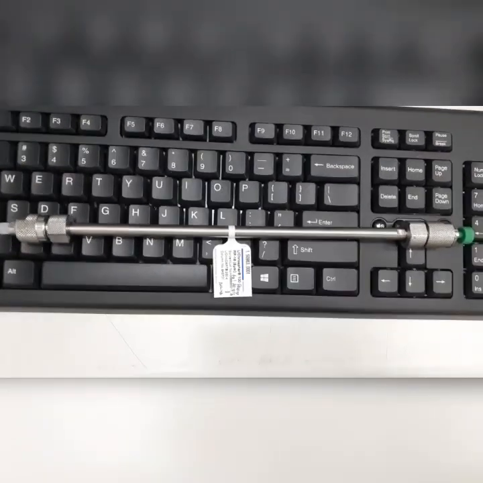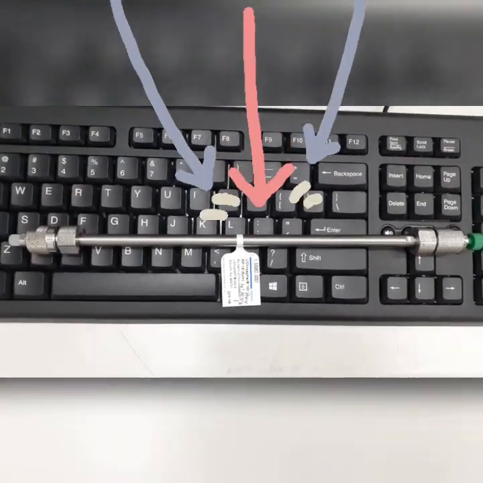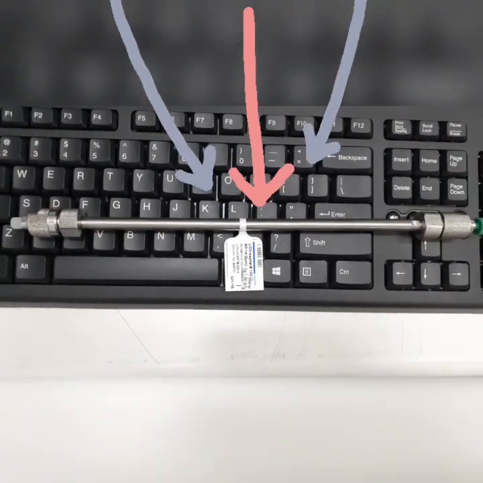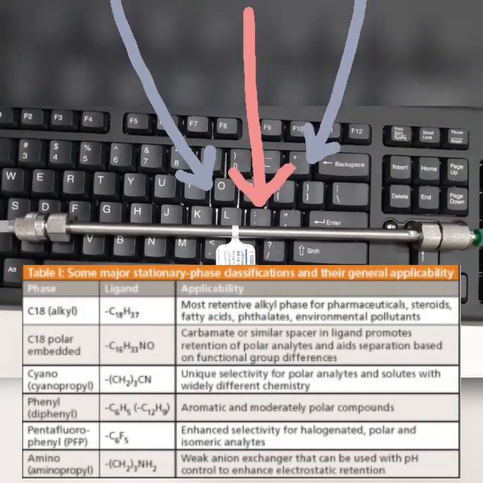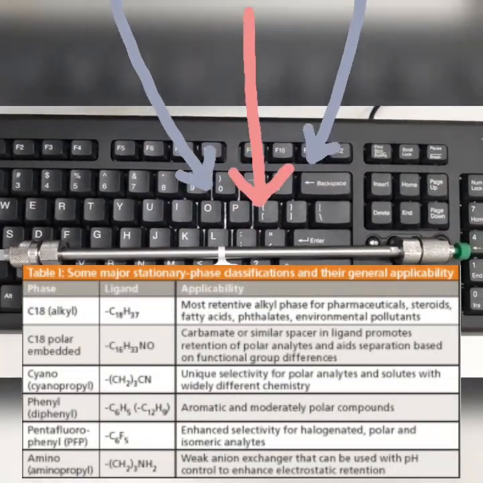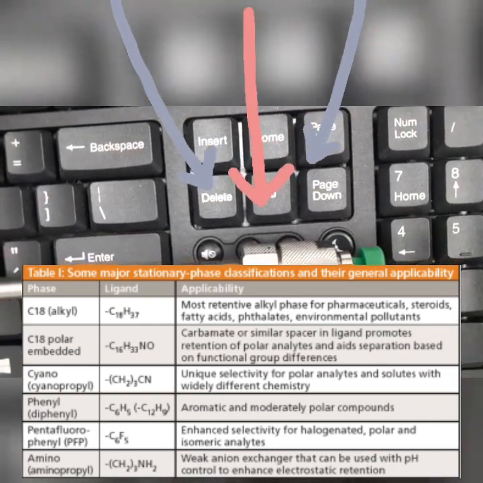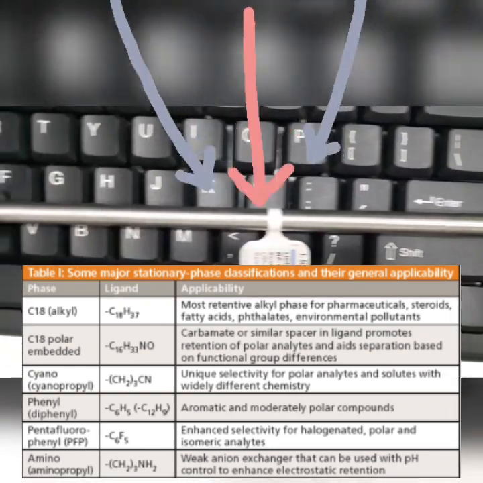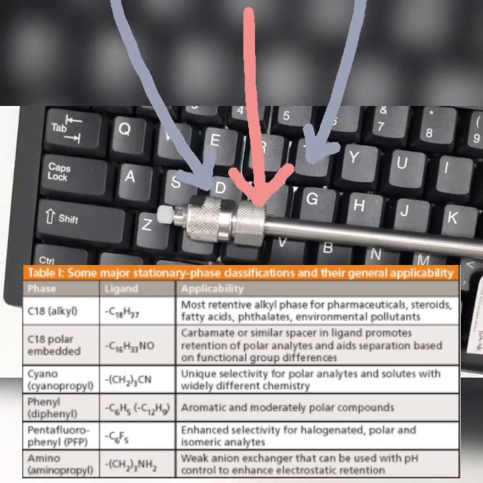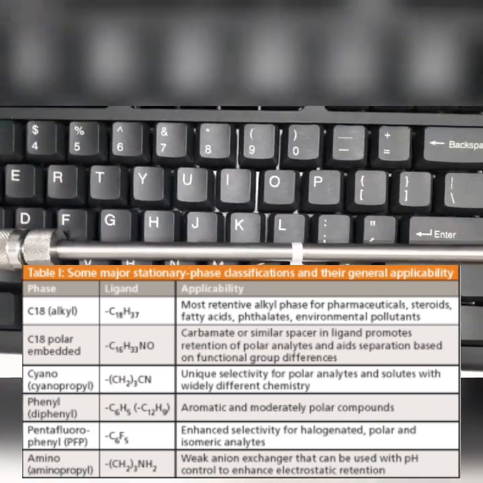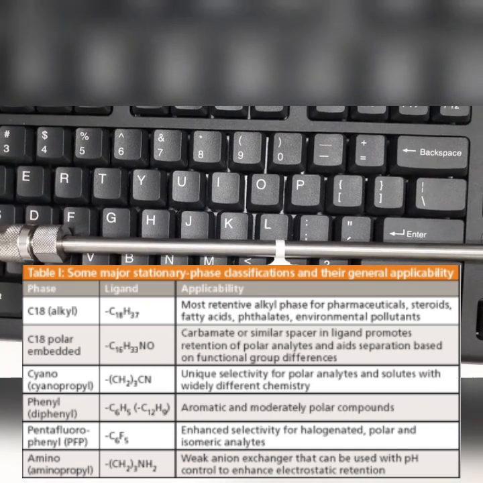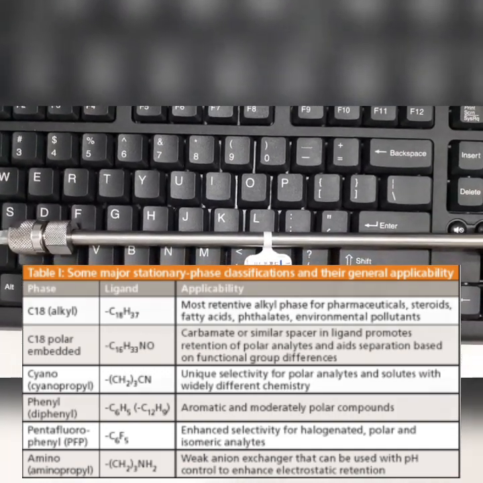Okay, this is the column. The example of column for HPLC. This is the column for HPLC. It includes the stationary phase.